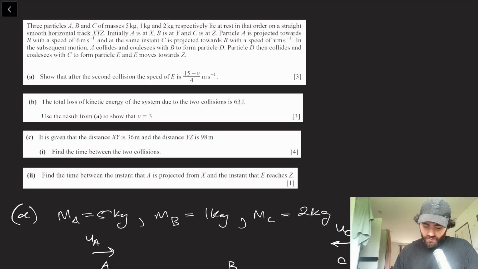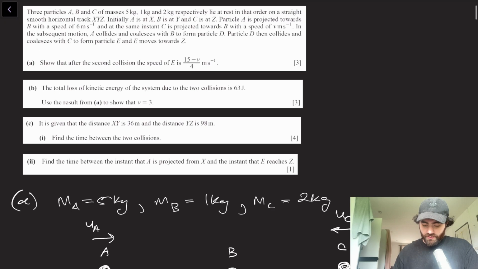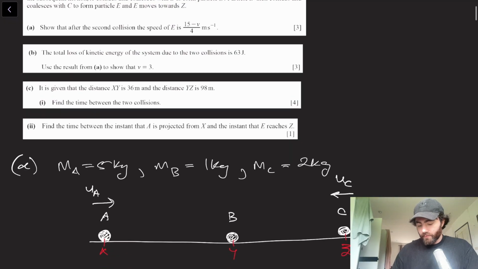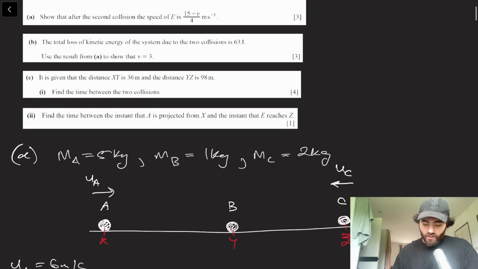In the subsequent motion, A collides and coalesces with B to form particle D, and particle D then collides with particle C to form particle E, and then E moves towards Z. Okay, so we got A hits B, starts to move towards C, then C hits that new coalesced particle AB, which they're calling D. Those two hit each other, and then they all move together, particle E towards Z. Show after the second collision that the speed of E is 15 minus V over 4.